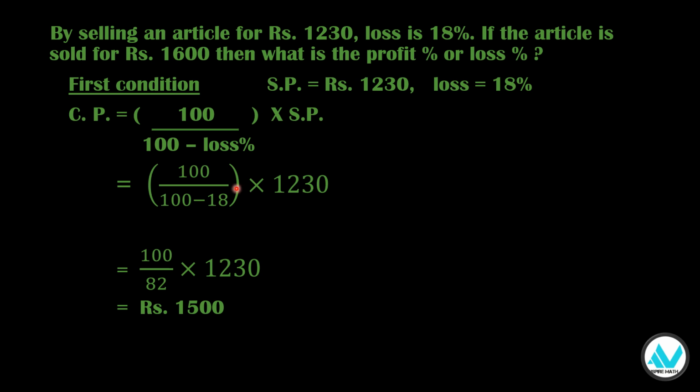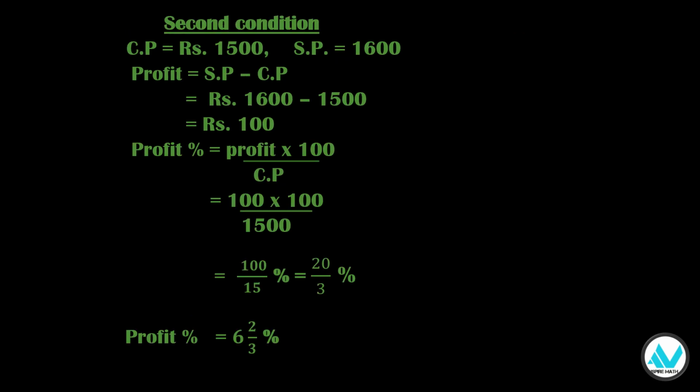So this gives me 100 by 82. Now 100 minus 18 is nothing but 82. So 82 into 1230. Now let me cancel. 82 goes here one time and here it goes 15 times. So 100 into 15 gives me nothing but 1500. Okay. My second condition, I got the CP to be 1500.